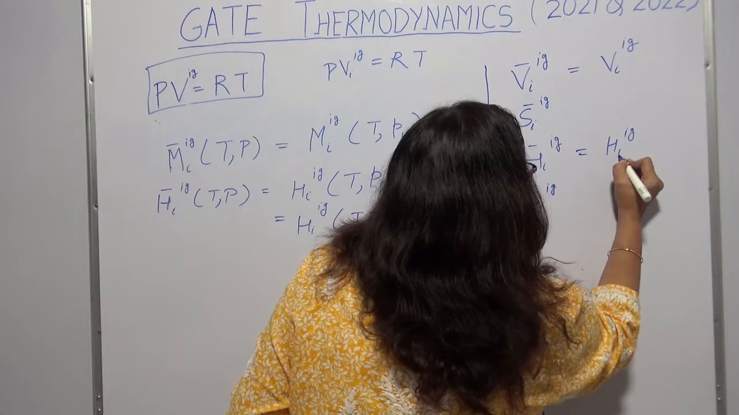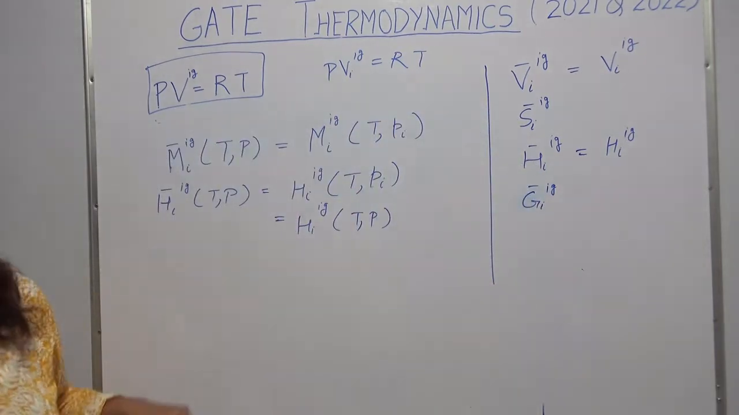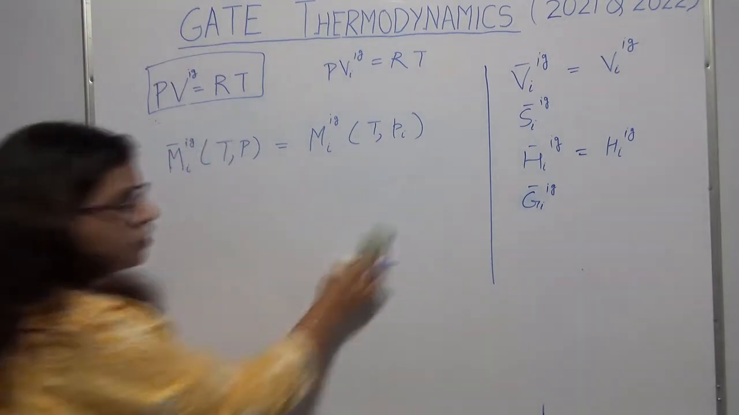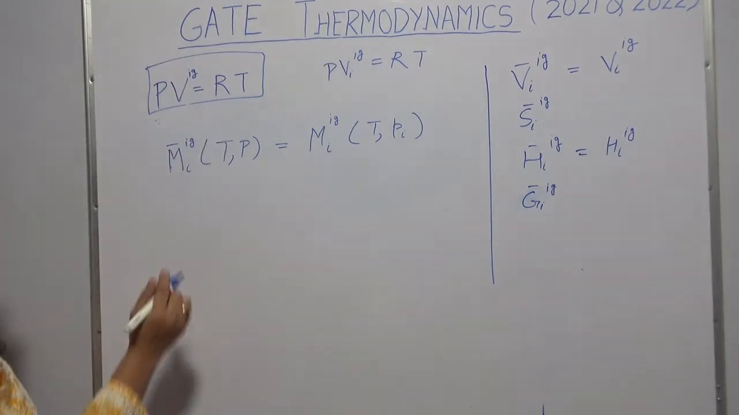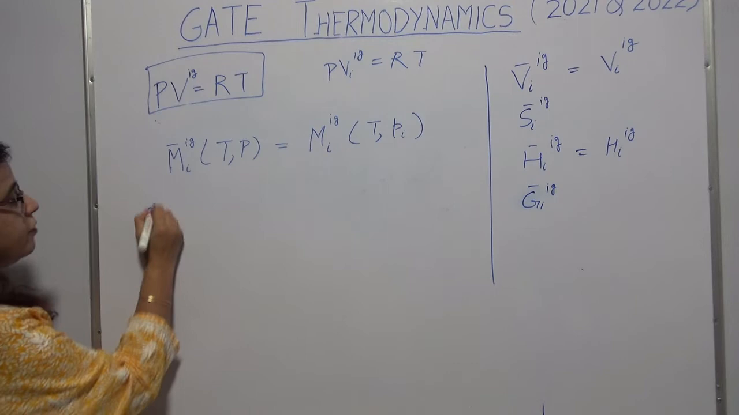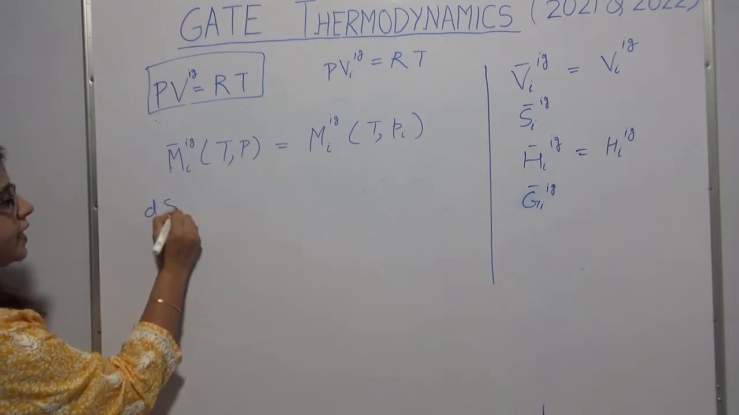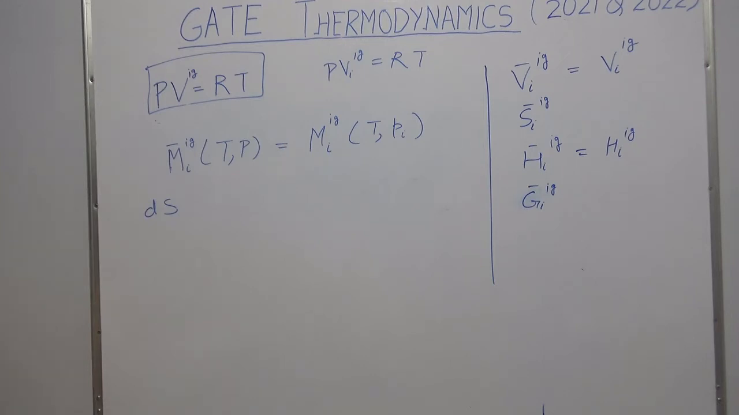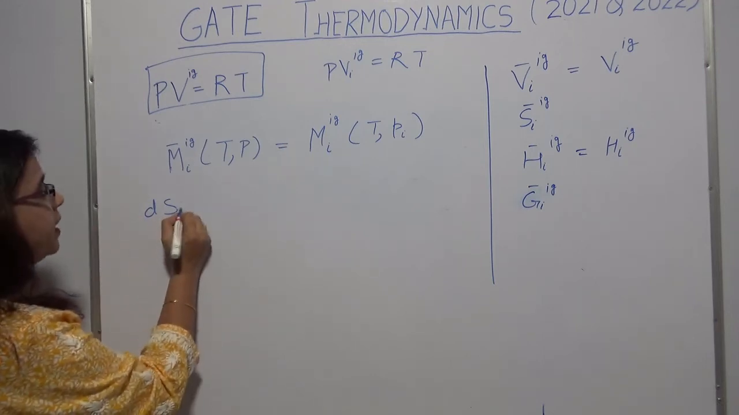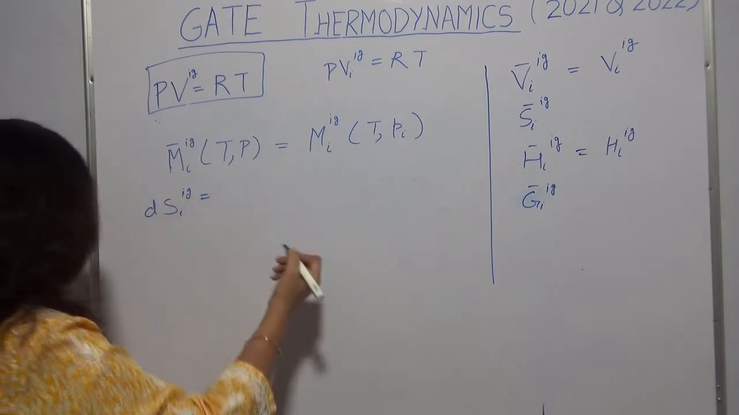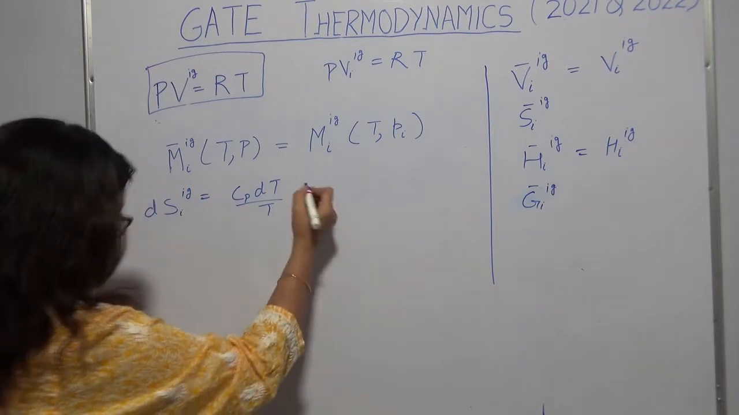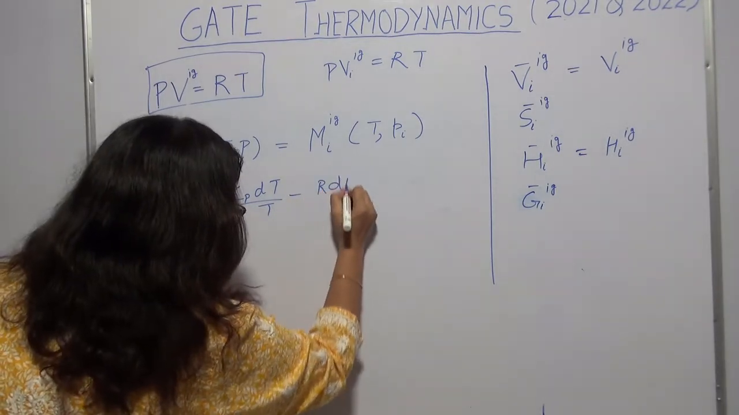So again this is the same. Fine. Now let's find out what will be the partial molar entropy. For that we will do a little trick. You know that for an ideal gas, for a pure species, your change in entropy is given by the equation Cp dT by T minus R dP by P.